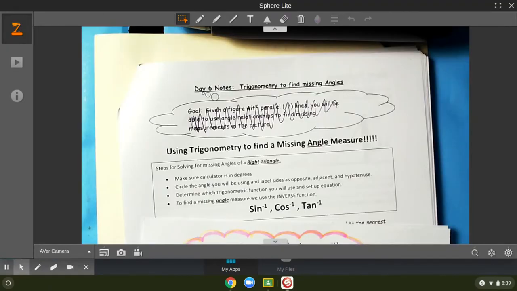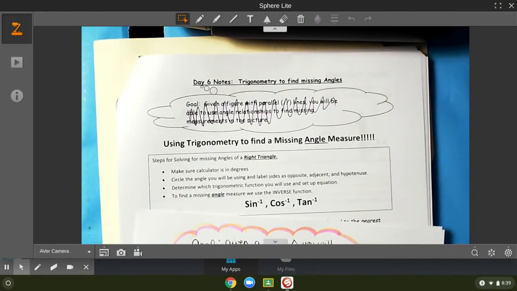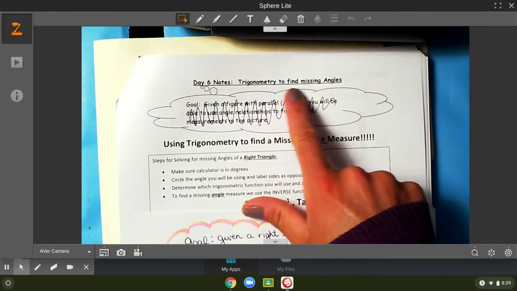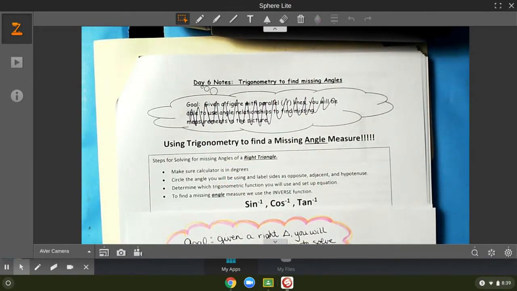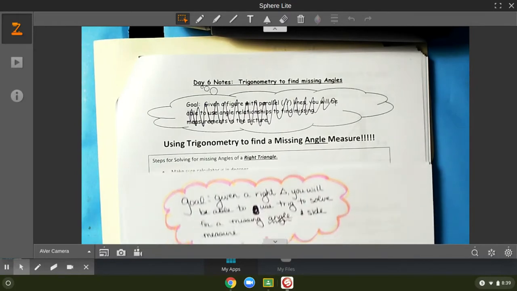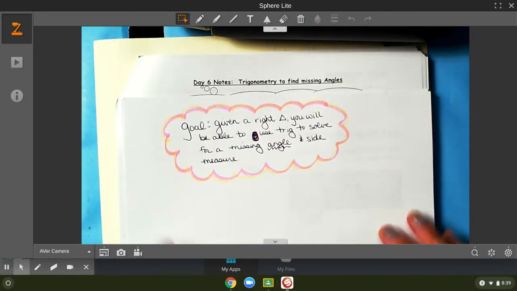All right, today we're going to be taking a look at your day 6 notes. So, trigonometry to find missing angles. Now, I crossed off the goal inside of that think bubble because I forgot to fix that one. All right, here's our goal for today. Given a right triangle, you will be able to use trig to solve for missing angle and side measures.